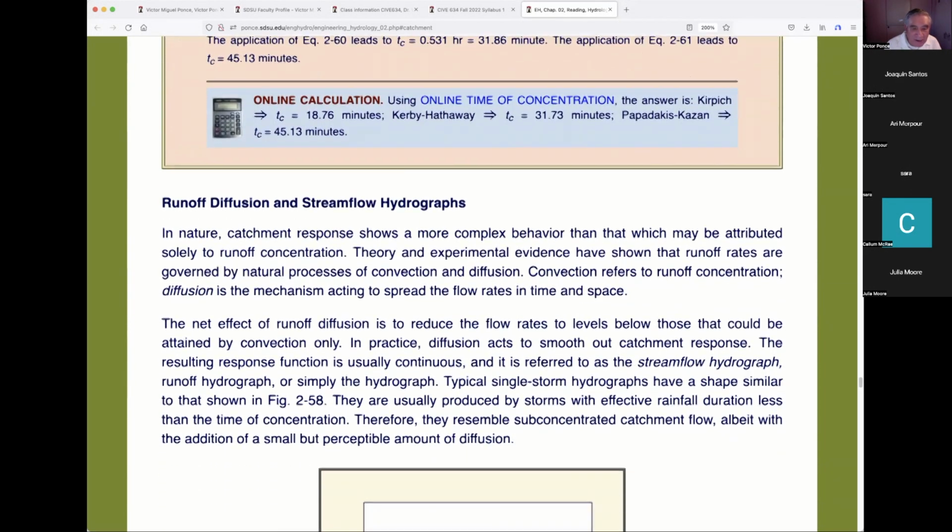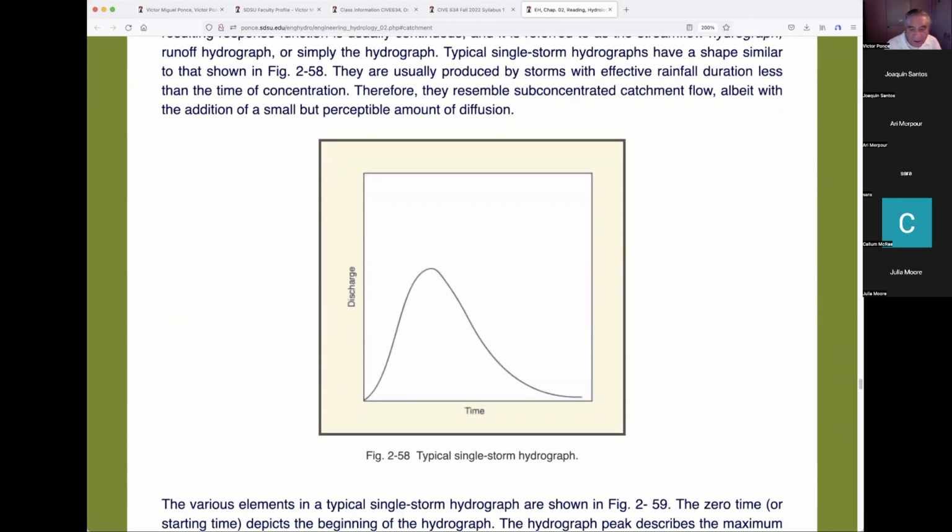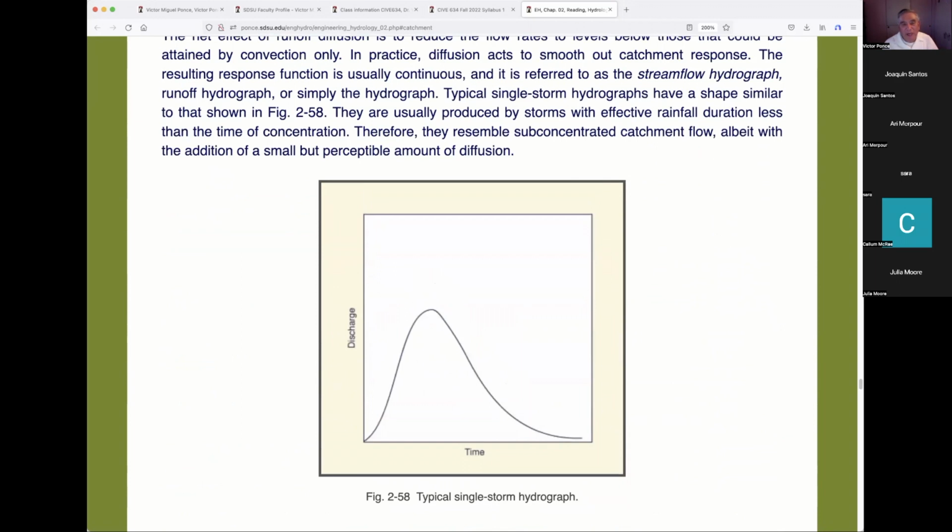It's a calculator. Runoff diffusion. When we see hydrographs out there, we're going to see that they are smooth. Why are they smooth? Why are they not sharp? Why don't they have sharp edges? And the answer is because there's always diffusion in the watershed. And the diffusion attenuates the peaks. It erases the peaks, and it produces a smooth hydrograph like this.